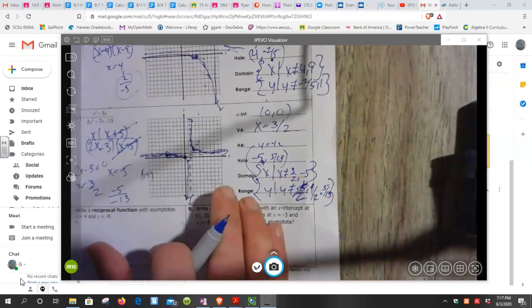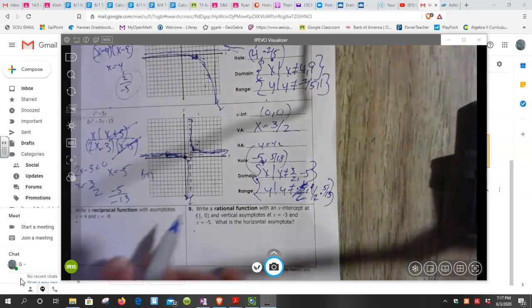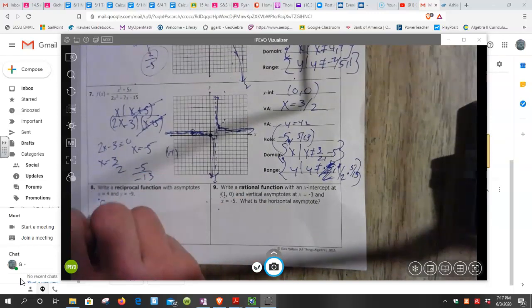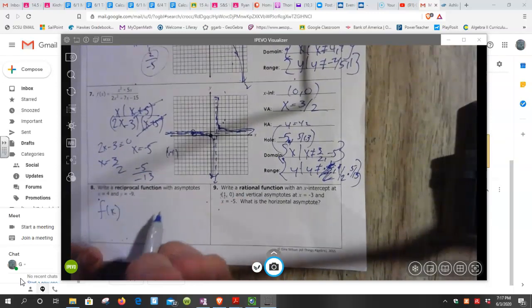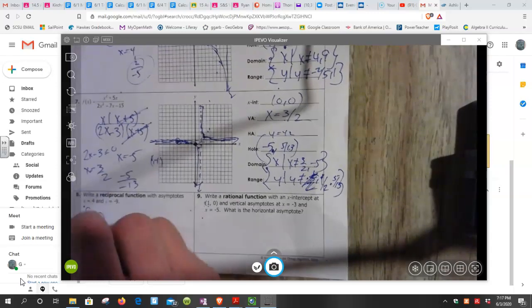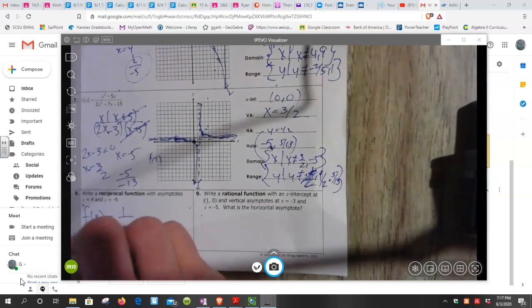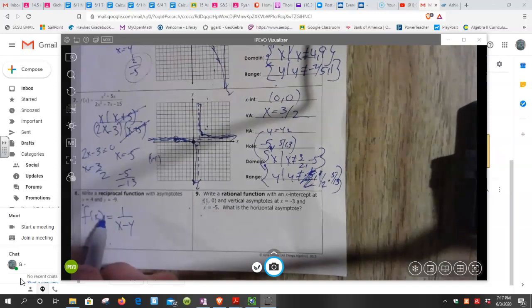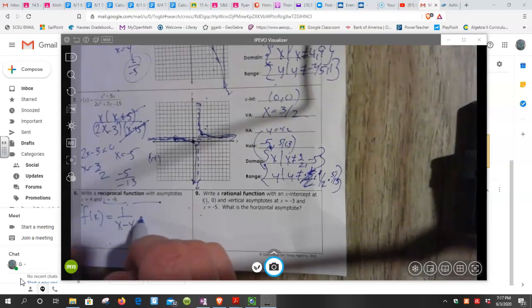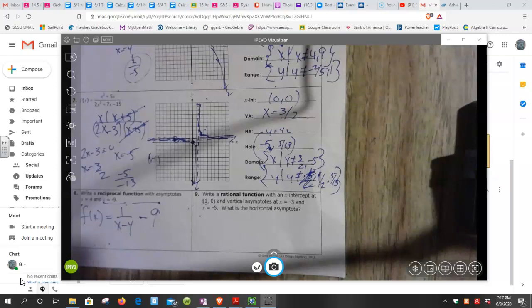Okay, let's do this one. Write a reciprocal function with asymptotes such and such. Well, if it has an asymptote of x equals 4, it's vertical. That means the denominator has to be equal to 0 when x equals 4. So it's got to be x minus 4. And it has to have y equals 9 as a horizontal asymptote. So that's got to be negative 9. As this goes to 0 right here, then it has to be a minus 9 here to have a horizontal asymptote of y equals negative 9.